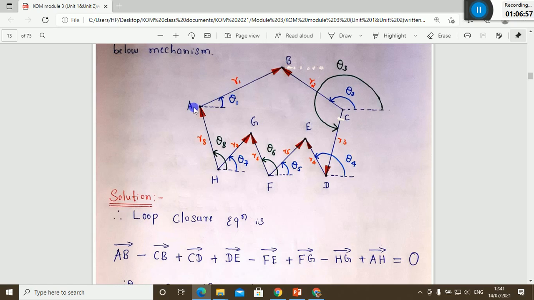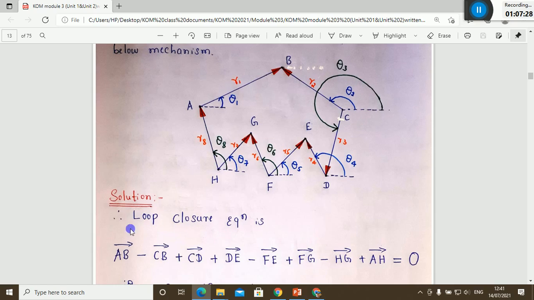Okay, AB is positive. CB is opposite to AB, so CB is negative. CD is along the direction of AB, so it is also positive. DE is also along the flow of vector AB, so it is also positive. FE is opposite to the direction of AB, so it is negative. FG is along the direction, positive. HA is along. If they are moving in a similar direction, take it as positive. If they are opposite, negative.